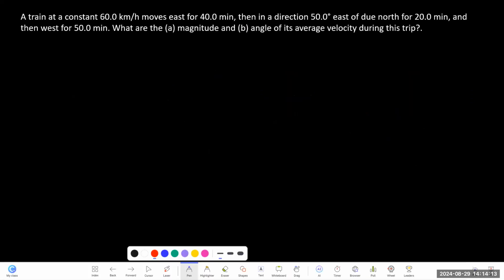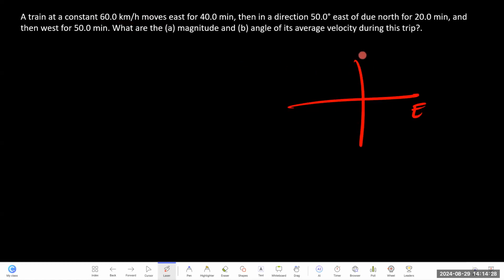Let's take a look at another problem. Okay, this problem is a little bit tricky, so let's read it together. A train is moving at a constant 60 km per hour east. So this is east, north, south, west. This train is moving towards east, then turns at a certain angle, and then goes on to the west. So let's draw what it says.